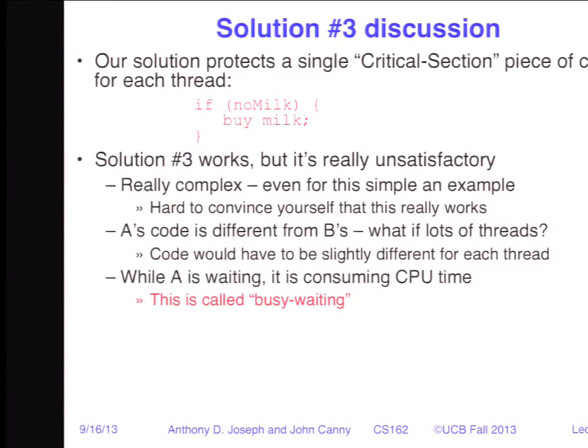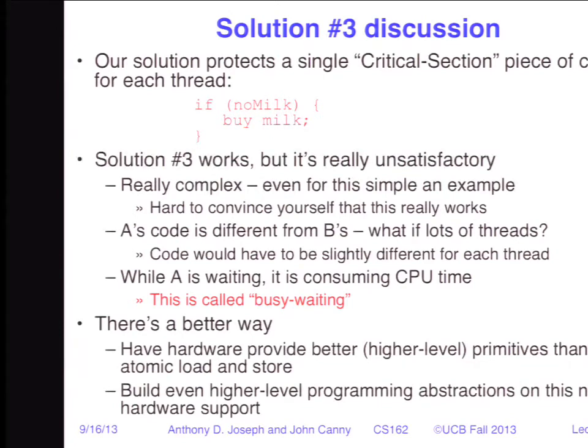Also, as was pointed out in a comment, thread A is consuming CPU time while it's waiting. Called busy waiting, and it's really bad. All right, so yes, there is a better way. We could have the hardware give us better, higher level primitives than atomic load and store. So we demonstrated in this case we could do it if all you gave us was atomic load and store. But it's a completely undesirable solution that we end up with. Even better, and we'll see later on in a couple of lectures, is if we have higher level programming abstractions. Put this in Java, right? Add a keyword, like synchronized, that will make it much, much easier for us to implement solutions like this.